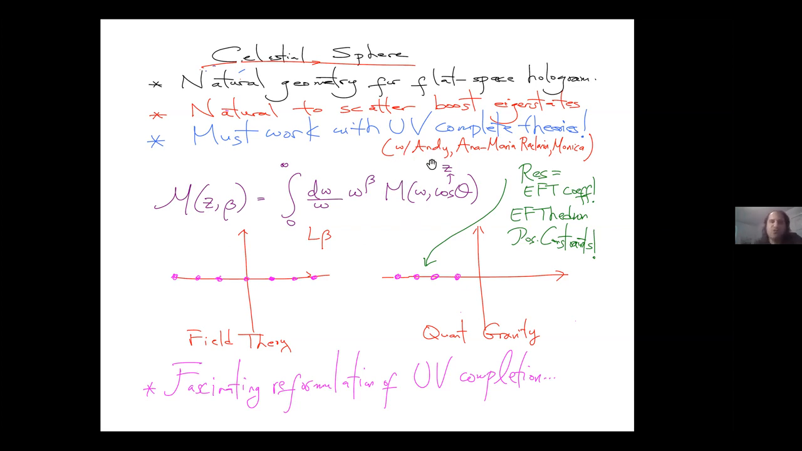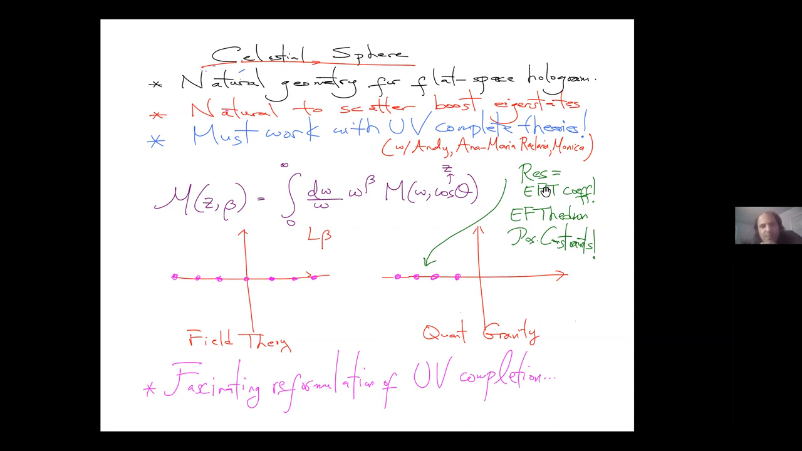This is work that should have appeared a while ago, except for me, but with Andy and his student Anna Maria Raclariu and Monica Pate. One of many interesting things to say about that is that there's a striking difference between the analytic structure of these Mellin amplitudes for field theory and quantum gravity. In both cases, they can only have poles on the real axis, but in field theory, they can have poles on both positive and negative real axis, whereas for exponentially soft amplitudes in the ultraviolet, as we expect when you have black hole production, there are only poles on the negative real axis. And furthermore, the residues on these poles are precisely the coefficients in the low energy effective field theory expansion.